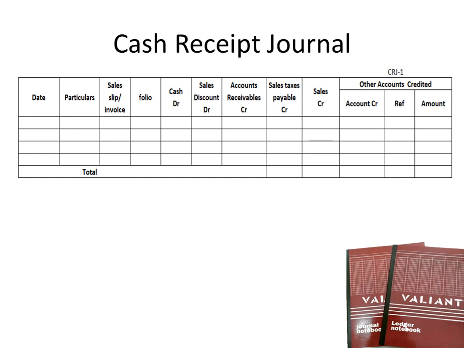And then sales discount debit, if the customer availed of it or paid within the discount period. Take note that this is different from our trade or list discount, because trade and list discount is deducted from the sales itself, so it's not recorded. So you also have accounts receivable credit, and sales tax payable if you are a VATable enterprise, then you could put this. If not, you could omit this.